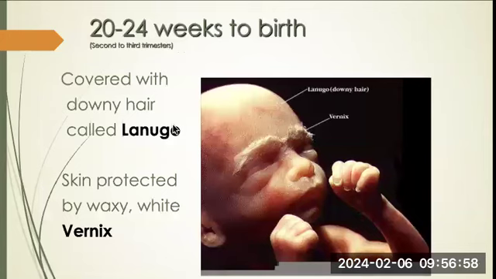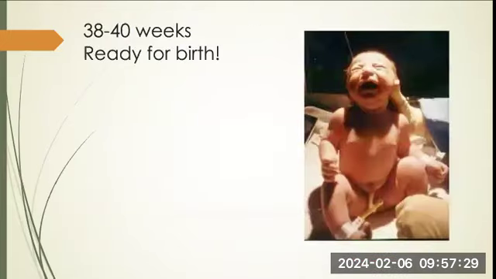Here, 20 to 24 weeks, we say second to third trimester. This is really interesting. Babies are covered with almost like a downy hair. It's called lanugo, right? That's going to go away. And then the skin has a waxy white vernix. And remember, babies are in liquid. In the placenta, in the womb, they're actually in liquid, and that helps to protect the baby. But that is why they have that vernix to protect their skin at this point. And 38 to 40 weeks, ready for birth.